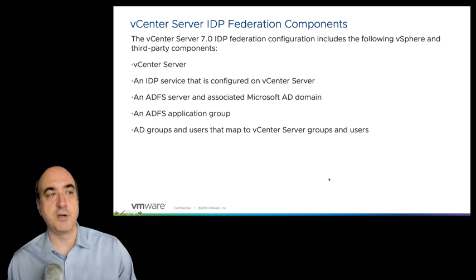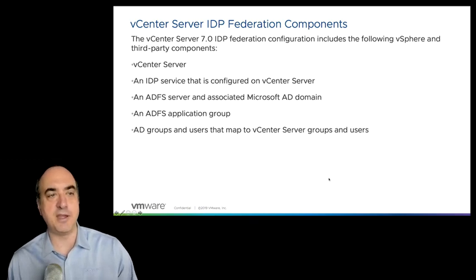So the components that make up this whole identity provider federation, you obviously need everybody running on vSphere 7, right? vCenter Server needs to be running vSphere 7. Of course, you'll need to have an identity provider service that is configured on vCenter. So you'll need to tell vCenter you're using an external identity provider. You'll need an ADFS server and associated Microsoft AD domain, since you are going to be logging into AD here.